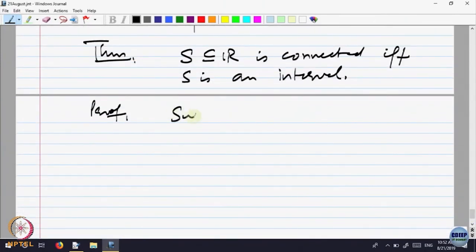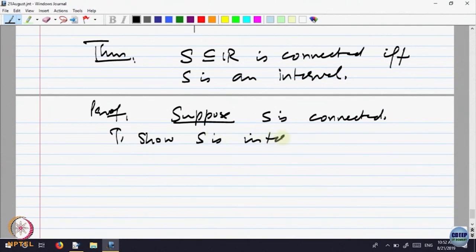So two parts. So suppose S is connected. To show S is an interval. Keep in mind we had called the empty set also an interval. So if S is the empty set, is there anything to prove? Yes, because the separation does not make sense, right? Separation of the empty set into two parts A union B does not make sense. Okay? Or you can say the empty set is a connected set, you can forget about it, you can declare the empty set as connected.